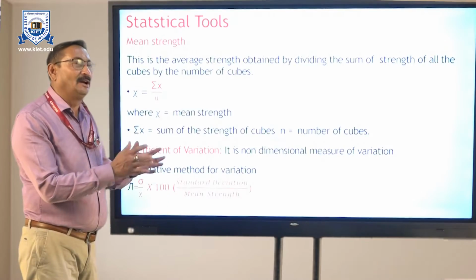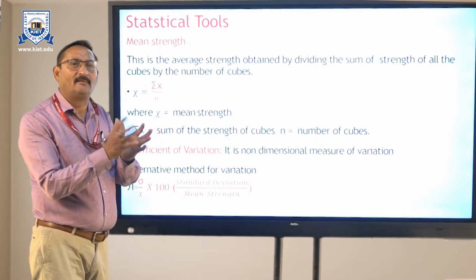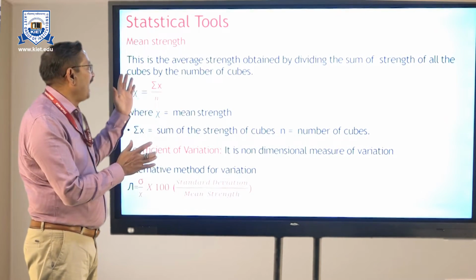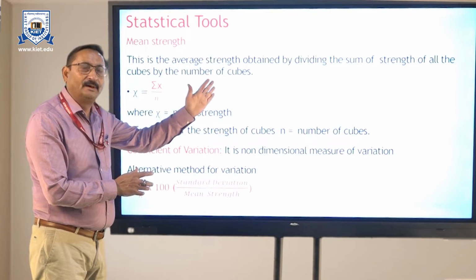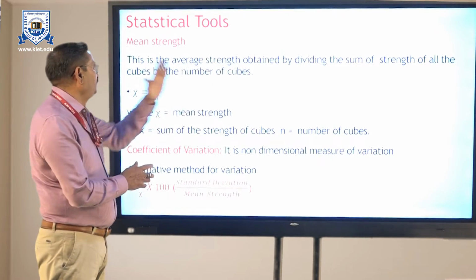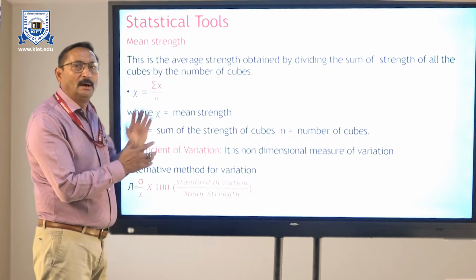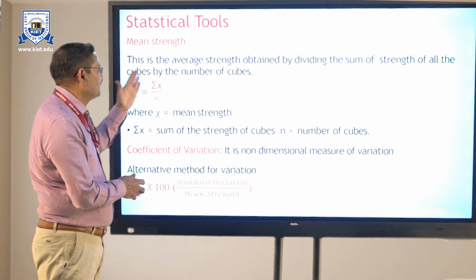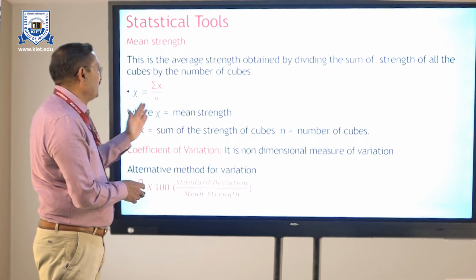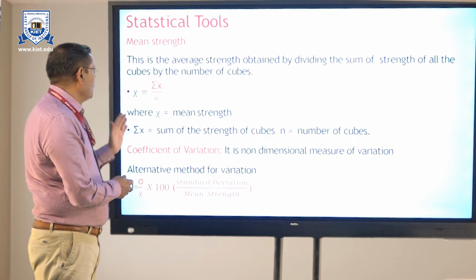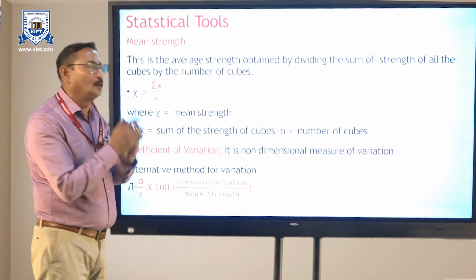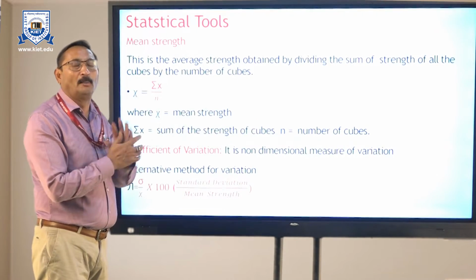To maintain the quality, certain statistical tools are available, such as mean strength. Actually, mean strength is the average strength obtained by dividing the sum of strength of all the cubes by the number of cubes. That is, x bar is equal to summation of x by n, where x bar is equal to mean strength, summation of x is the sum of the strength of each cube, and n is equal to the number of cubes.